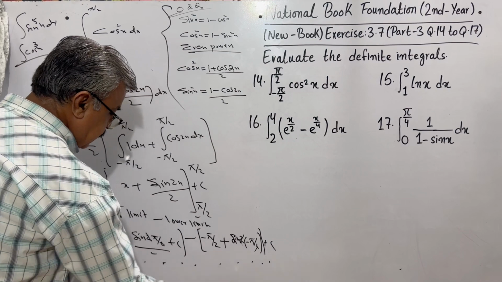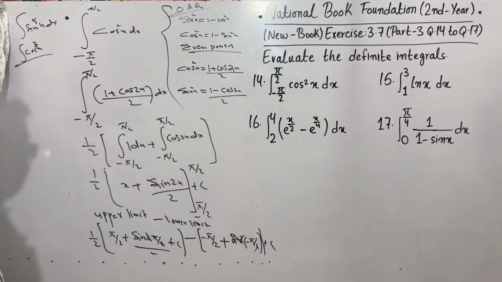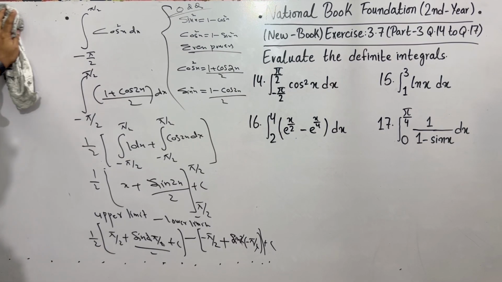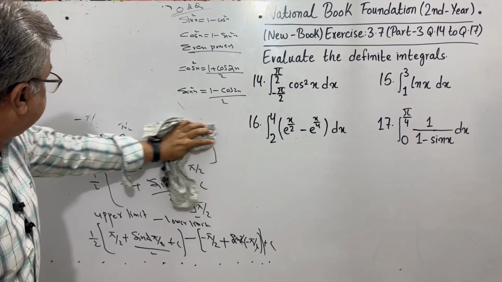These two cancelled out. Here I have sine pi and here I have sine negative pi. Sine pi and pi. Check the values of sine 180 for me. Sine 180 is equal to what?